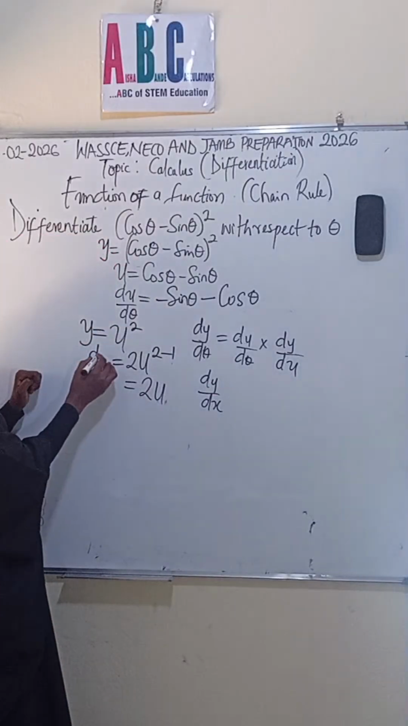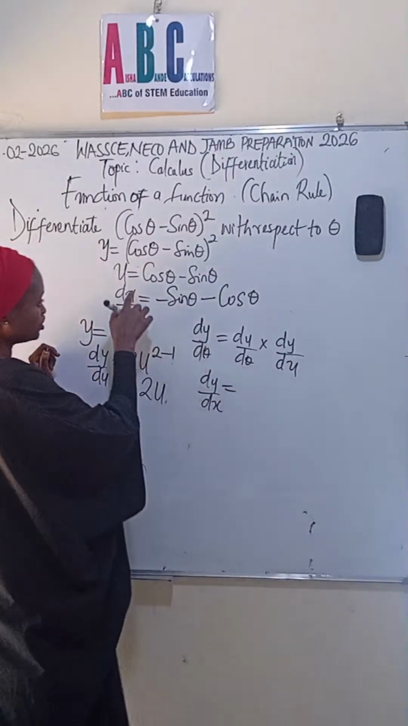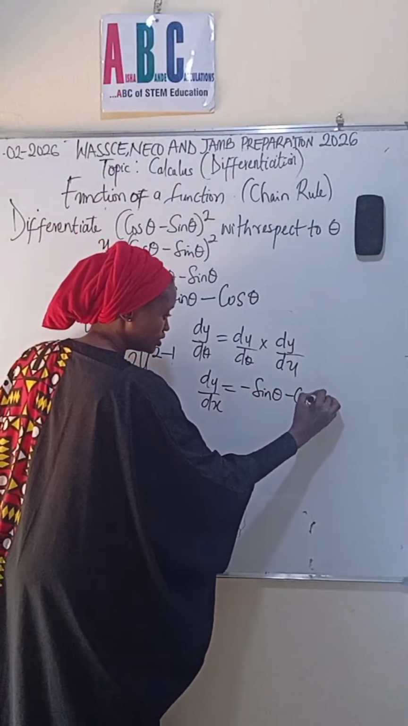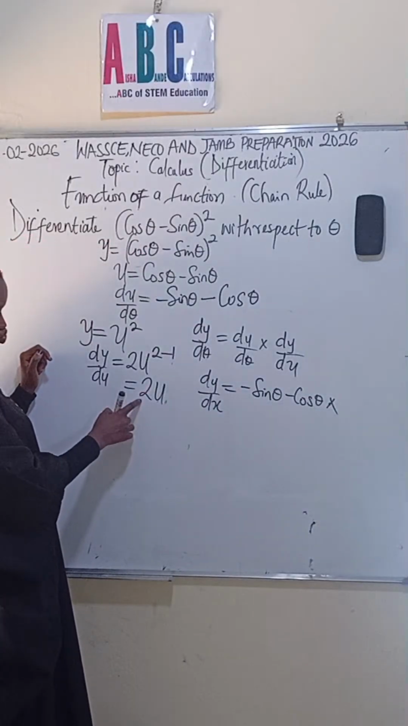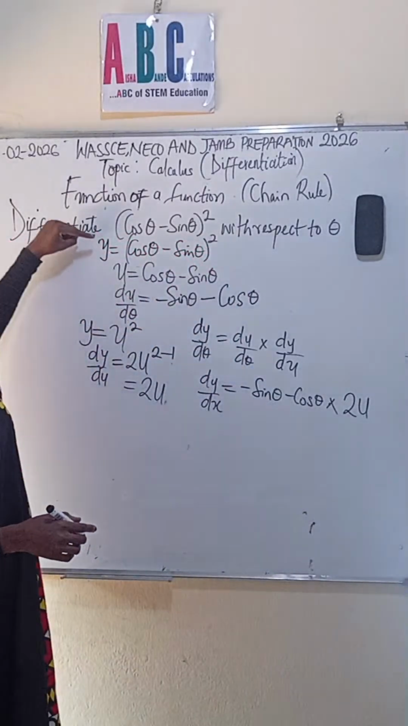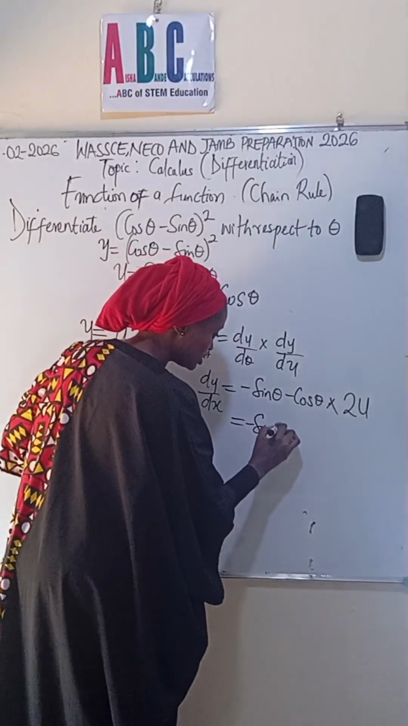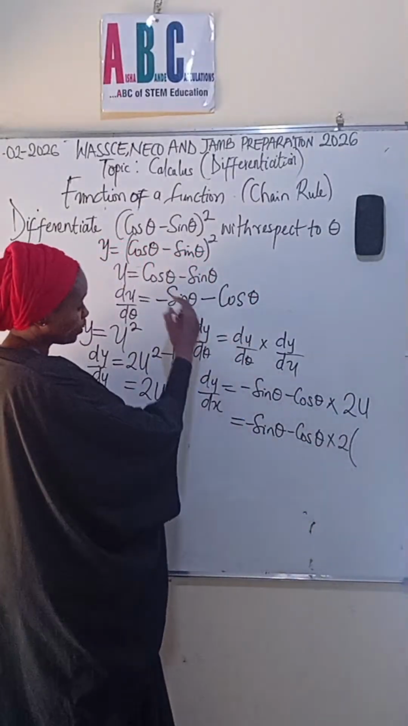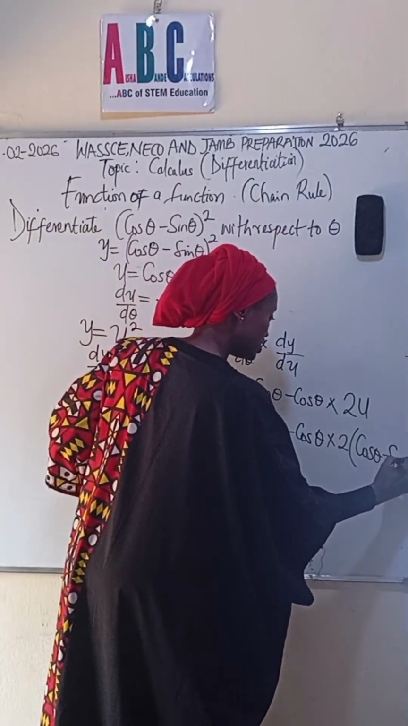So what I differentiated here is dy du. Okay, this one is correct. So this is equal to du d theta, which we got as minus sin theta minus cos theta, times dy du. Dy du is 2u, so this is times 2u. But remember that u is cos theta minus sin theta, so we substitute. So this is equal to minus sin theta minus cos theta times 2 open bracket cos theta minus sin theta.